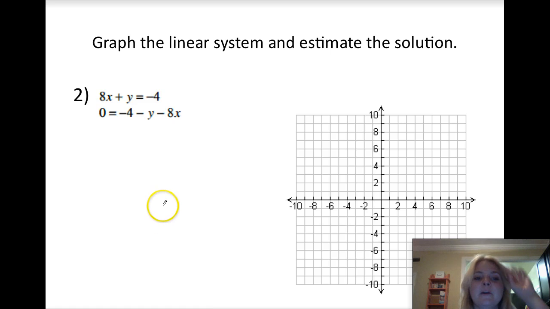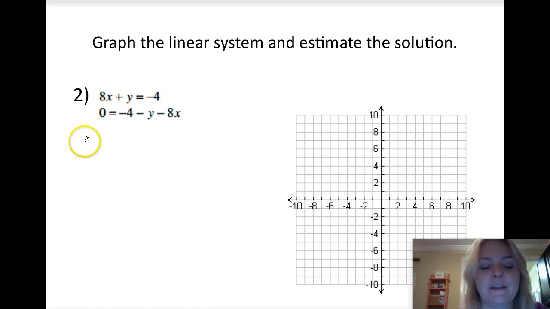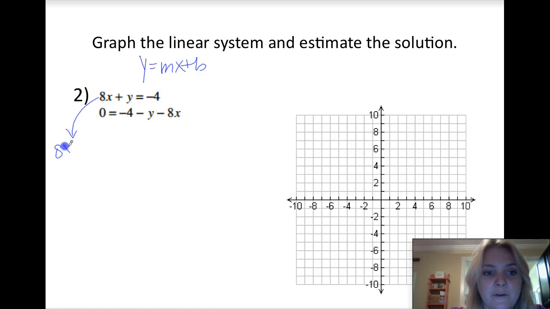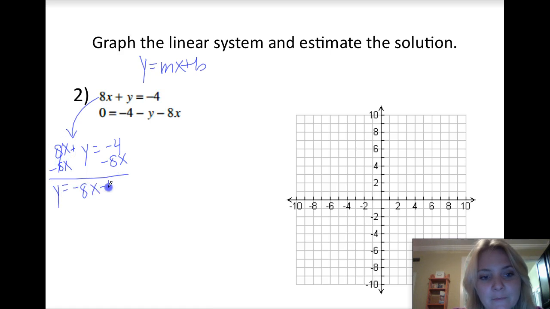All right, our next problem we have 8x plus y equals negative 4 and 0 equals negative 4 minus y minus 8x. Once again, we're going to be writing everything in y equals mx plus b. So for the first linear equation, to isolate y, we're going to subtract 8x on both sides. So we'll be left with y equals negative 8x minus 4. So our y-intercept is negative 4. Our slope is negative 8 over 1. Now I can't go down 8 units, so I'm going to go up 8 units, excuse me, and then to the left 1 unit.